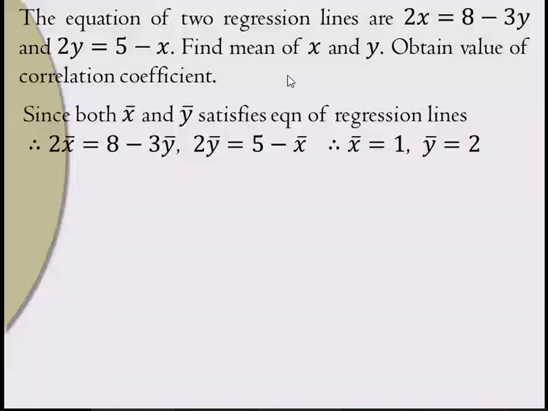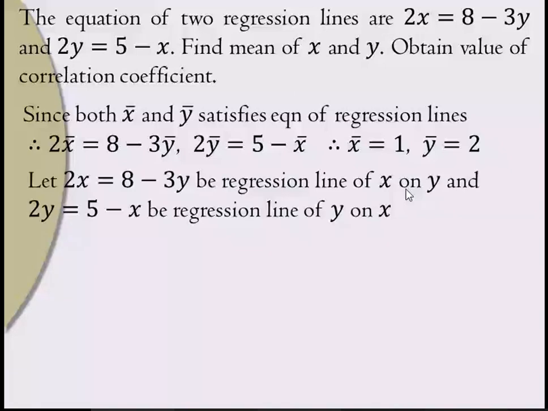So let 2x is equal to 8 minus 3y be the regression line of x on y, and 2y equal to 5 minus x be the regression line of y on x. Here it is not mentioned which is x on y and which is y on x, so you take any one as x on y and the other as y on x. You can make any choice. The only thing we have to check is that R must be between minus 1 and 1. If R is not between minus 1 and 1, then whatever choice we have made, x on y or y on x, must be wrong. So randomly make the choice.